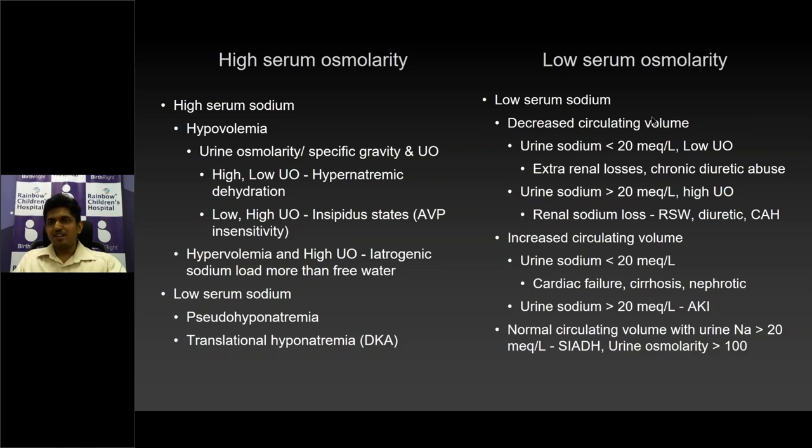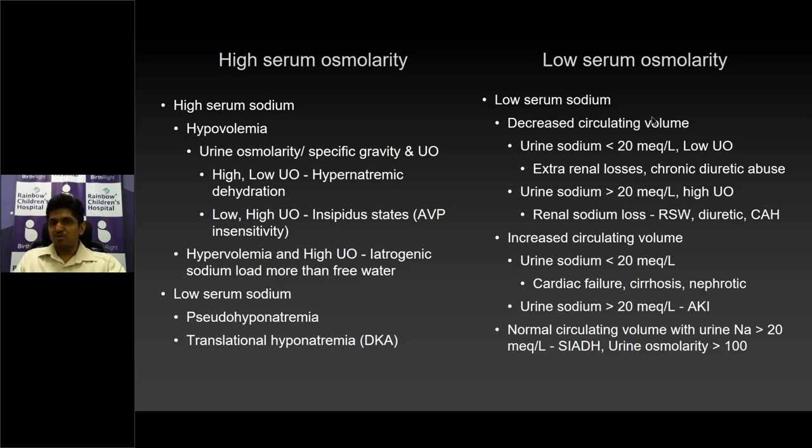If it is an extra renal loss, usually the body's mechanism is to conserve the sodium. Therefore, if you check the urine sodium levels, the urine sodium will be less than 20 milliequivalent, and because of decreased circulating volume, your AVP will be high. Therefore, your urine output will not be high. It will be normal or low. So this is due to extra renal loss or a chronic diuretic abuse.